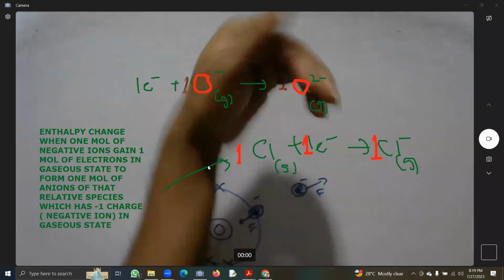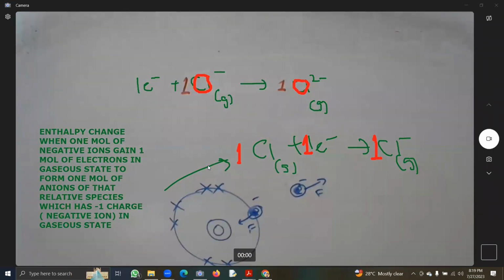Negative means it will normally happen in an exothermic reaction. Usually it will happen very easily. Endothermic sometimes happens, sometimes not possible.